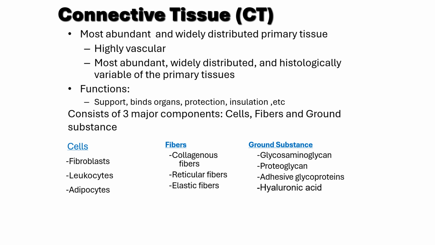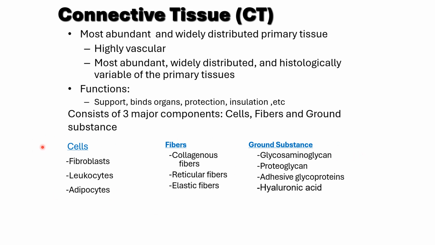Another function is heat production. Metabolism of brown fat in infants generates heat. Another function is transport. Blood transports. Blood is a connective tissue. It's a liquid connective tissue. It transports oxygen and carbon dioxide and nutrients, and also removes the waste. The connective tissue has three components.